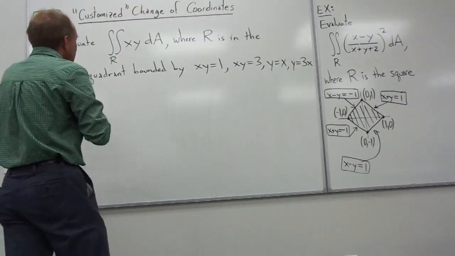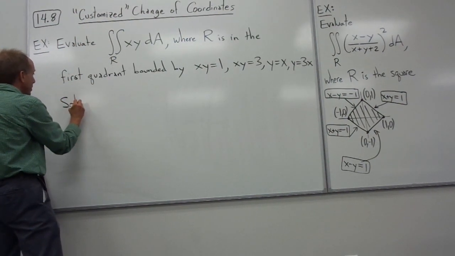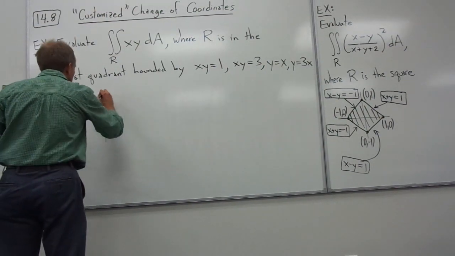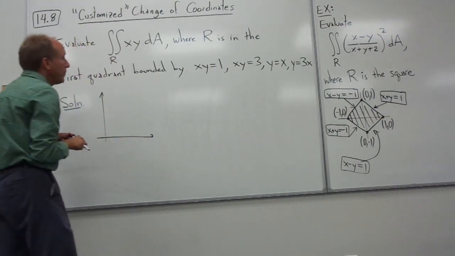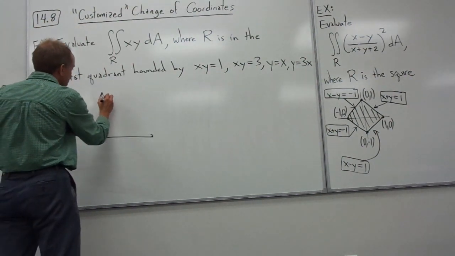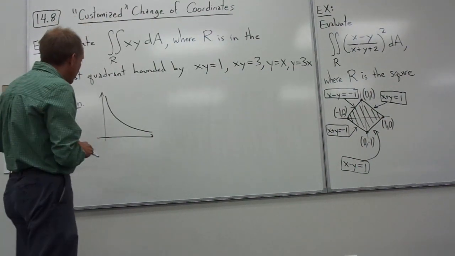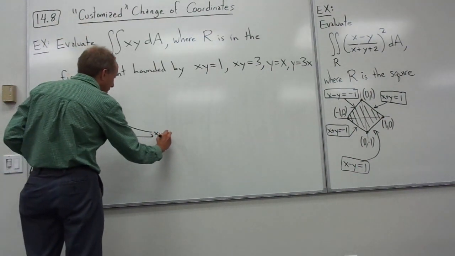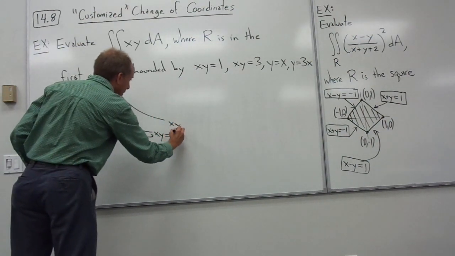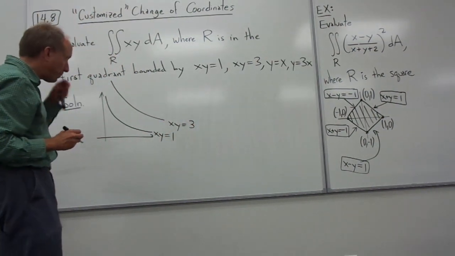Okay? Let me start by trying to draw. This time they didn't give us a picture, so let me draw the picture of the region R here. We're only going to be looking at the first quadrant. The equation x times y equals 1 should be pretty familiar. It just looks kind of like this. It's just a little bit of a branch of a hyperbola. So that would be xy equals 1. And then xy equals 3 would be a similar shape, just a little bit farther away from the coordinate axes, right? So something like that.